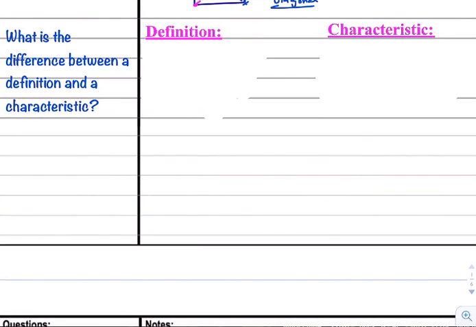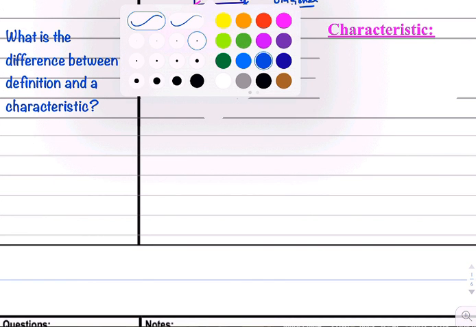Okay, so next big question. What is the difference between a definition and a characteristic? This is something that we'll be playing with today in the near future. And so my claim is this. When you look at a shape, or really look at anything, there's two things you should know about it. One, what defines it, and two, what are the characteristics of that shape. Before I give you the definition and characteristics, let me give you an example first.